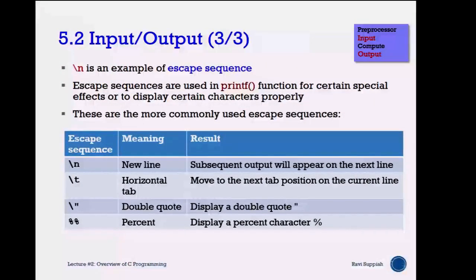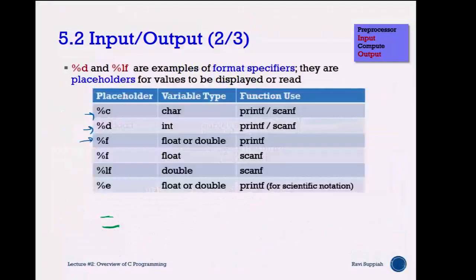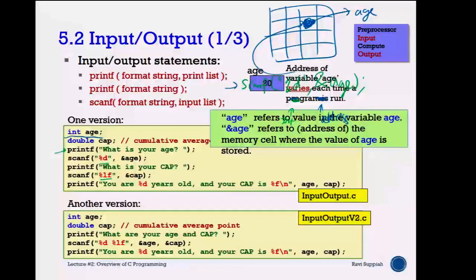Then there are also some common escape sequences. \n is to go to a new line. So you can see, for example, here they put a \n here. Why did they put a \n? That means after I print this line, my cursor will go to the next line. Sometimes you can also put the \n in front, so you will go to a new line first and then print this current statement.